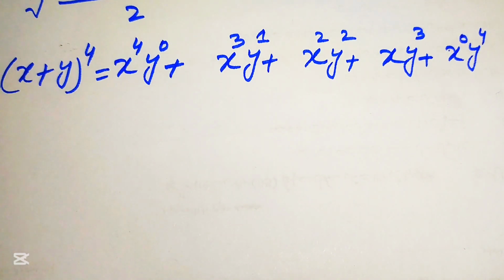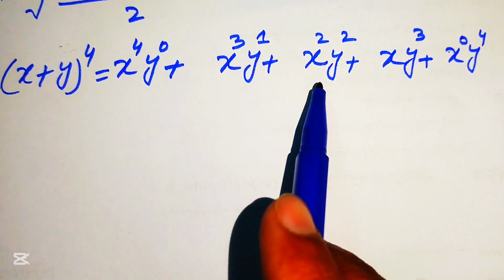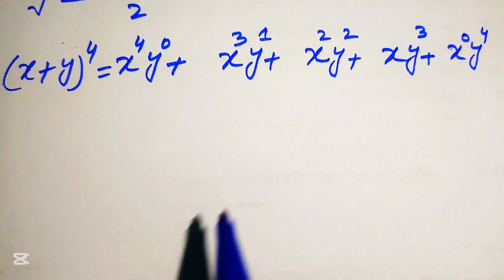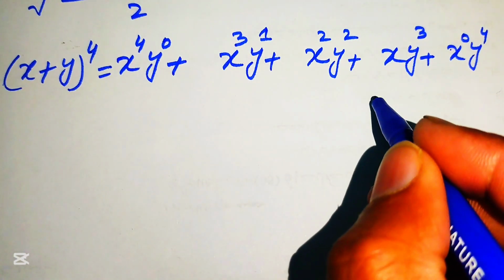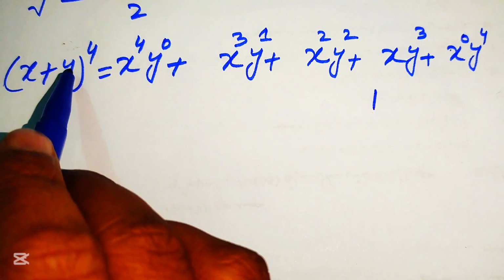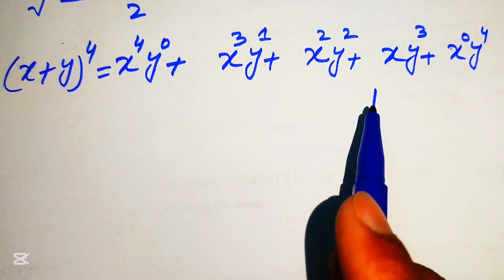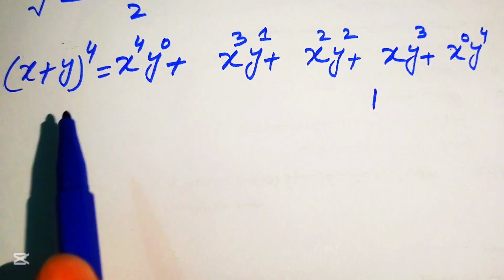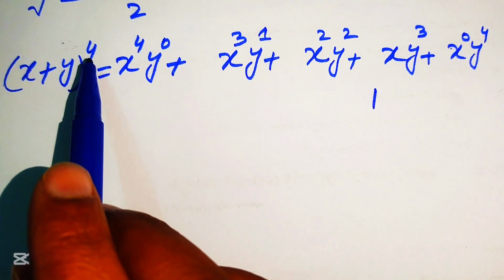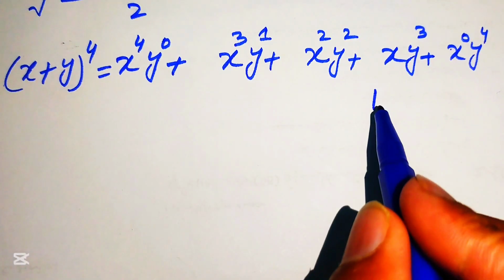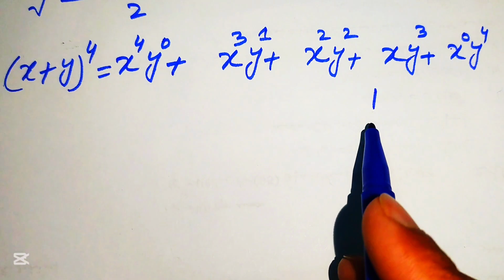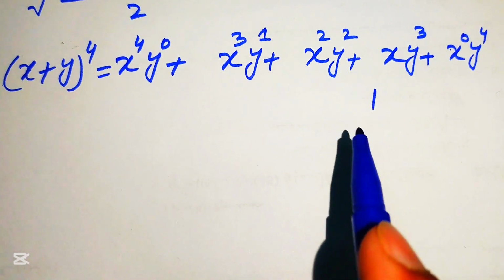Now we need to write the coefficients of this expansion. In order to write the coefficients we apply the tree method. In the tree method, the highest exponent is 4, so we expand this tree up to 5 terms. We increase one term over the highest power, so this is power 4 and we can draw a tree of length 5.